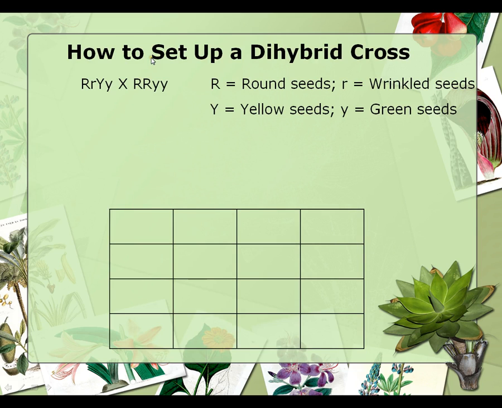So how do we set up a dihybrid cross? First, we have the parents here. And the first thing to do is to look at what's dominant and what's recessive. So in this case, round seeds are dominant over wrinkled seeds. Yellow seeds are dominant over green seeds. This parent would be a round yellow pea. This one would be a round green pea.